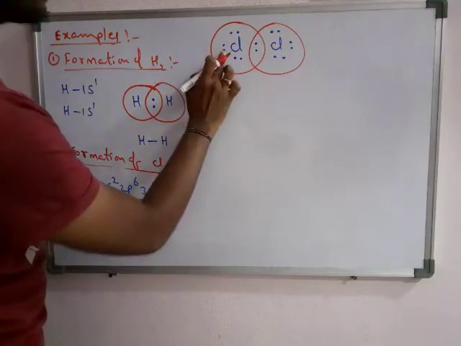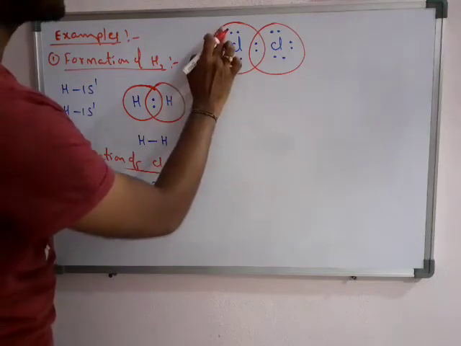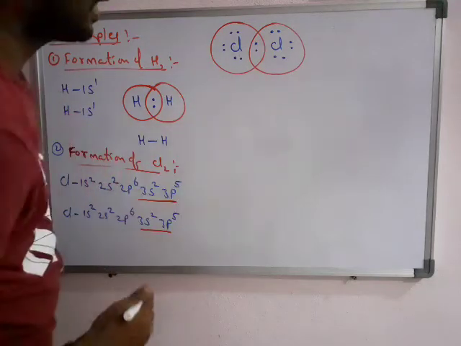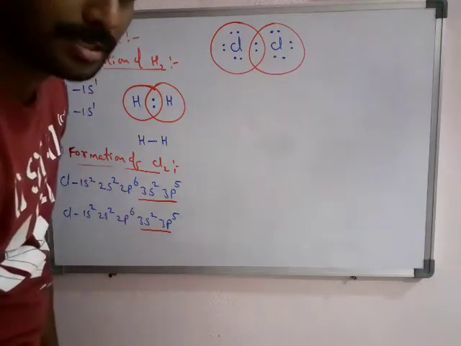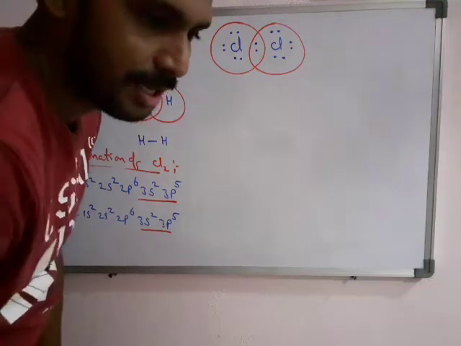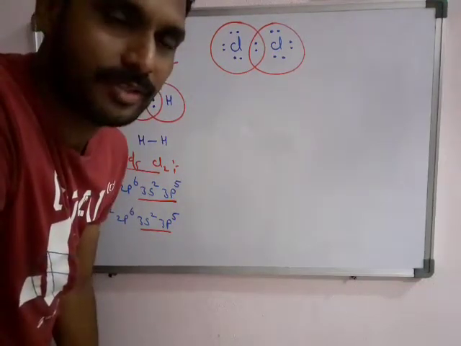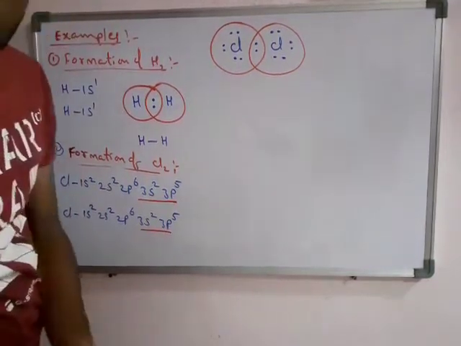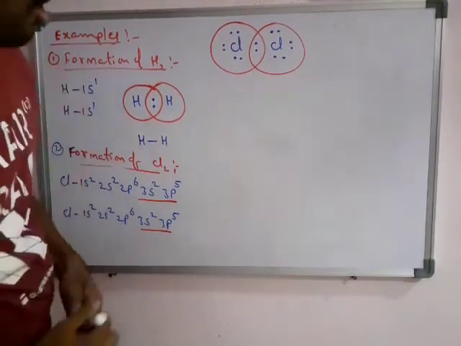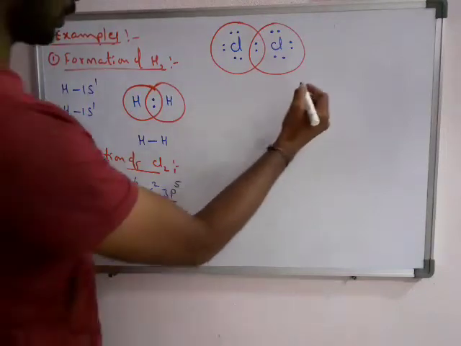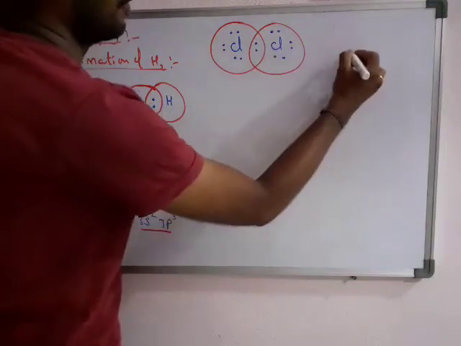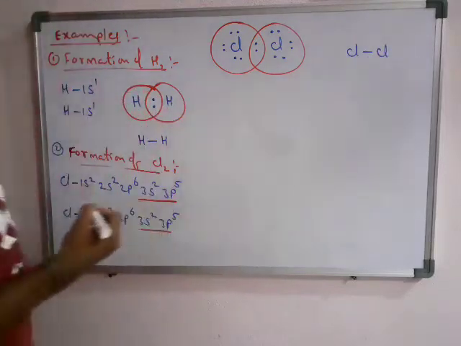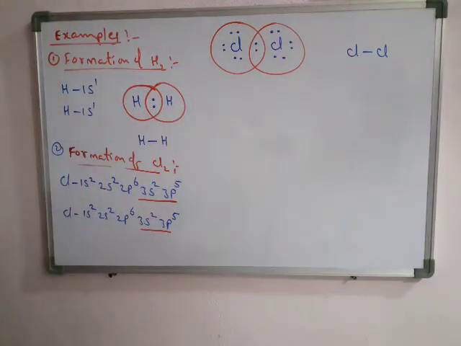Now how many valence electrons does this chlorine have? 1, 2, 3, 4, 5, 6, 7, 8. It is also having 8 electrons. Now both chlorines are in octet configuration with argon configuration. Both become stable. So how many bonds are formed between the 2 chlorines? By sharing of electrons, only 1 bond is formed between them.